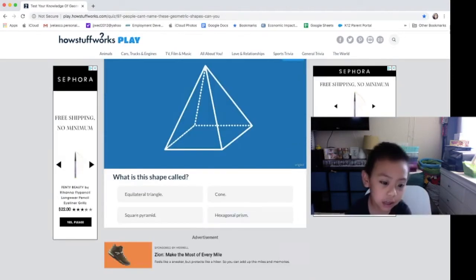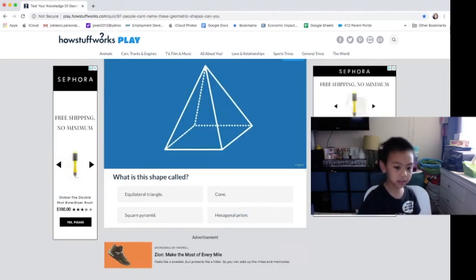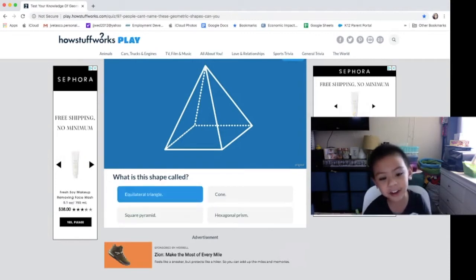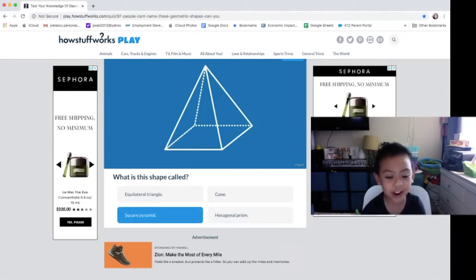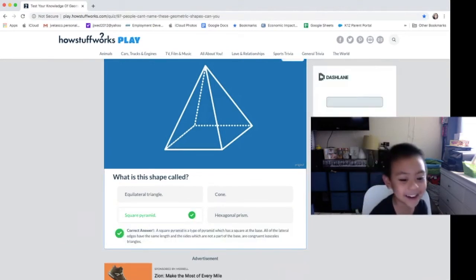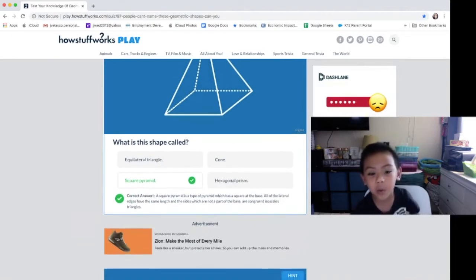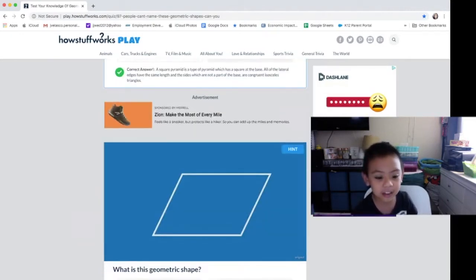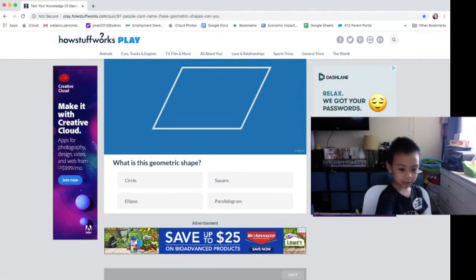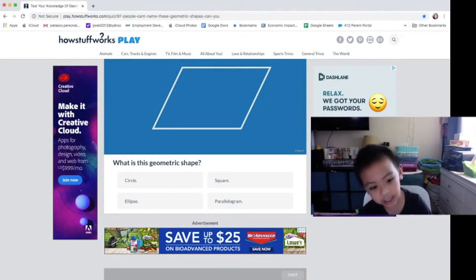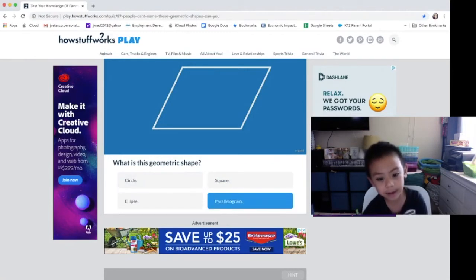Okay, what is this shape called? Equilateral triangle, cone, square pyramid, or hexagonal prism? The answer is square pyramid. Oh no. Yeah, I didn't know that! Oh my gosh! What in the world? How? What is this geometric shape? Ellipse, square, circle, or parallelogram? And the answer is parallelogram, I think.